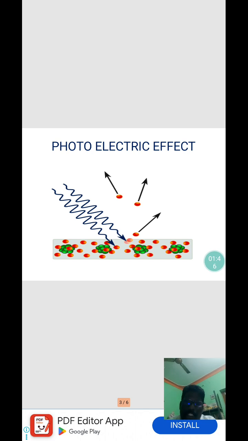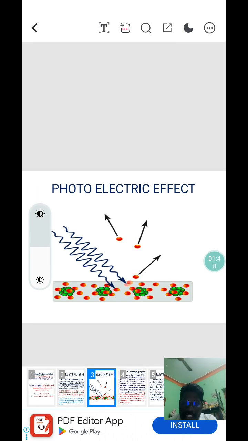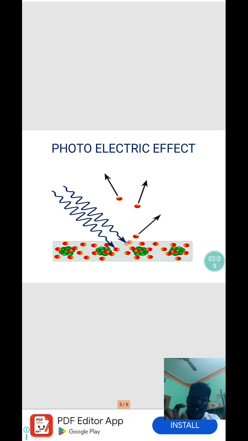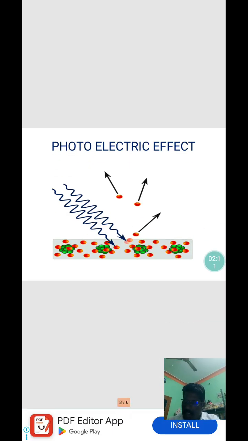the minimum energy needed to eject the electron is called threshold energy. The kinetic energy of the electrons is directly proportional to the frequency of incident radiation. The kinetic energy of the electrons is independent of the intensity of radiation. The emission of electrons is independent of the temperature of the metal.